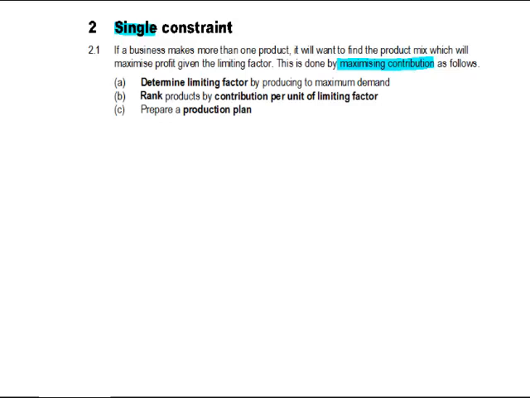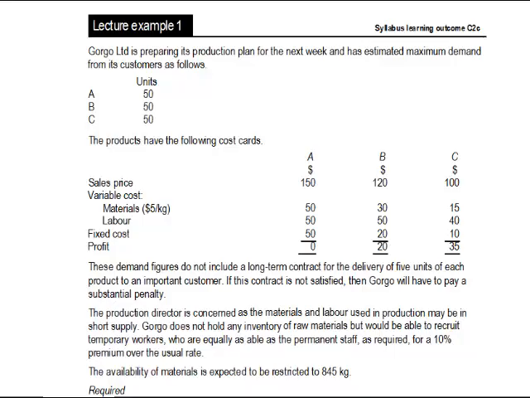The first thing is to determine the limiting factor. So what is the actual thing that is going to be limiting our activity? So is it labour hours? Is it materials? Or maybe something else? Then what we're going to do is we're going to work out the contribution for each of the products, but the contribution is going to be per unit of limiting factor. So we'll have a look to see how we do that in a moment or two. Once we've done that and we've ranked the products, we're going to put them together in a production plan. In lecture example 1, we're going to apply that step-by-step process. So let's go through the scenario first.